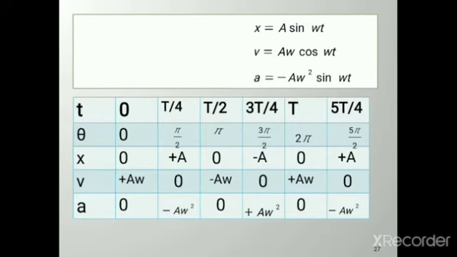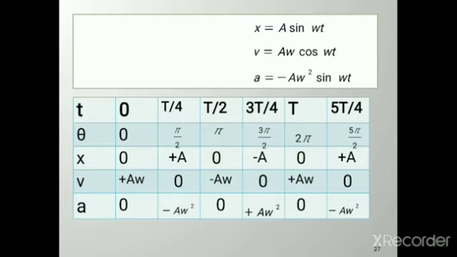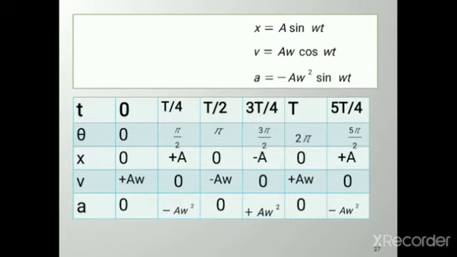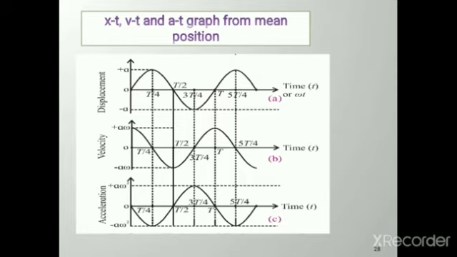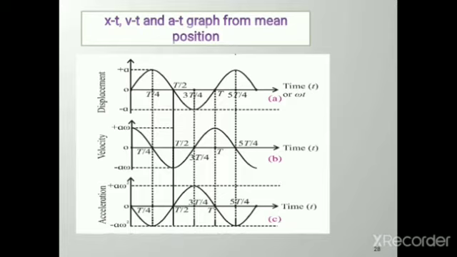When t is equal to T by 4, the displacement is plus a. So here we have plotted the displacement as plus a. At T by 2, the value of x is 0. So again here the value of x is 0. At 3T by 4, the value of x is minus a, and hence our graph comes below up to minus a. And for T, again the value is 0, and for 5T by 4 the value is plus a. So in this way you can plot a graph of displacement versus t.